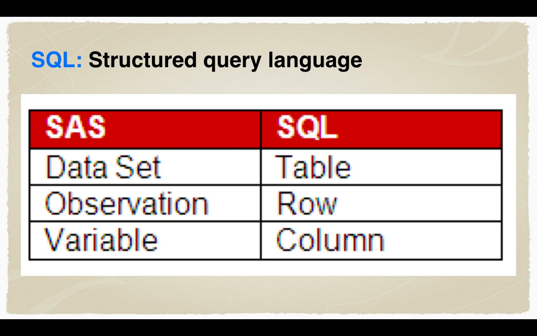This is the difference between base SAS and the SQL procedure. In base SAS we call a dataset a dataset, while in SQL we call it a table. Whatever we call observations in the SAS procedure, in SQL we call rows. And variables are called columns in SQL.